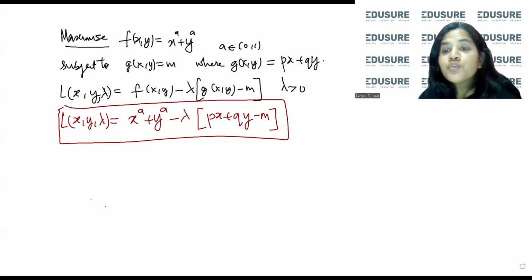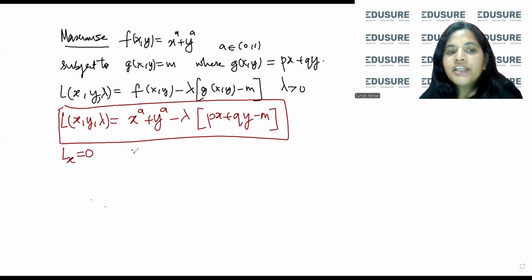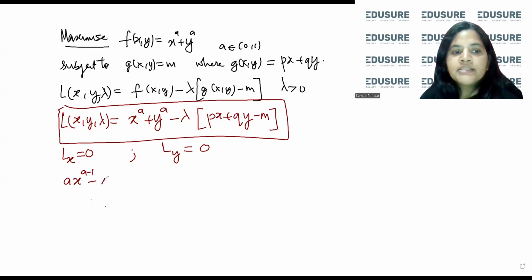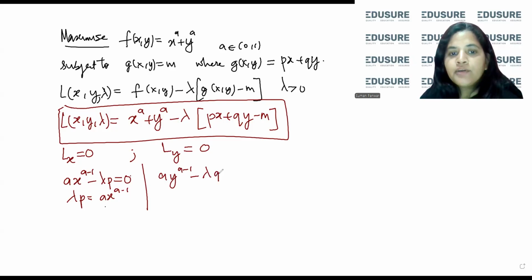So what are the necessary conditions for maxima and minima? The partial derivative of L with respect to x and with respect to y should be 0. The partial derivative with respect to x is a x^(a-1) minus lambda p equals 0, so lambda p is a x^(a-1). The partial derivative with respect to y is a y^(a-1) minus lambda q equals 0, so lambda q is a y^(a-1).